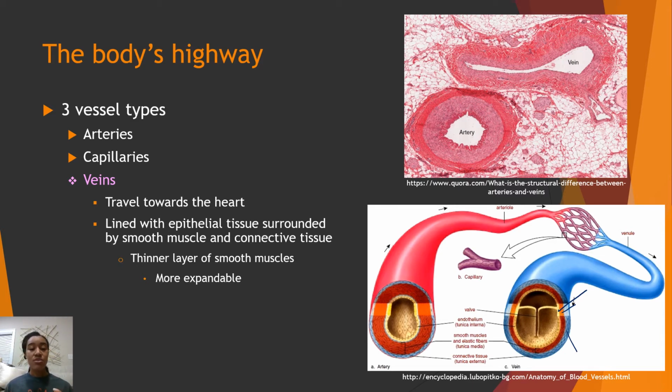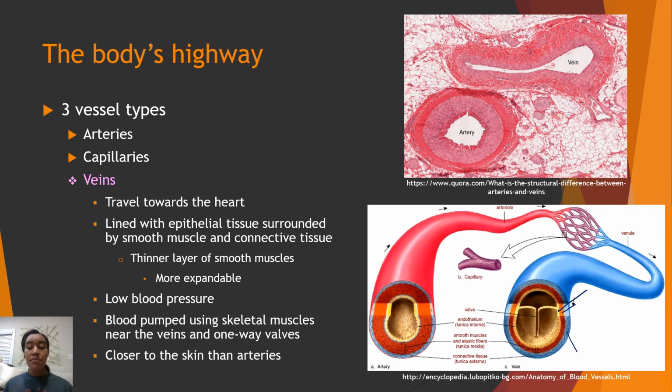And this allows them to have a thinner wall, and it allows them to be more expandable. So they're a lot more flexible, if you will, than the arteries are. But by the time the blood reaches the veins, the blood pressure has significantly decreased, right?